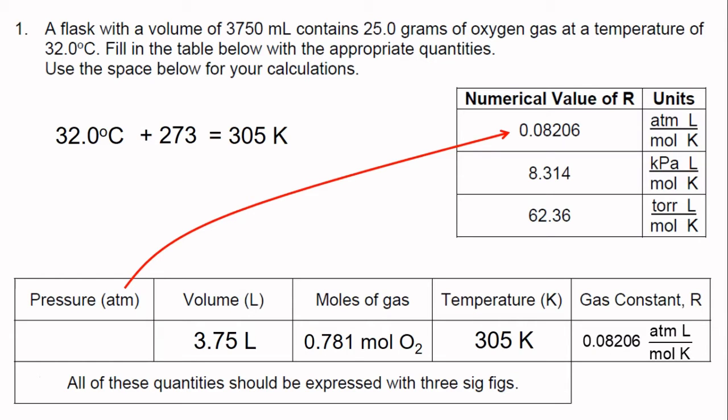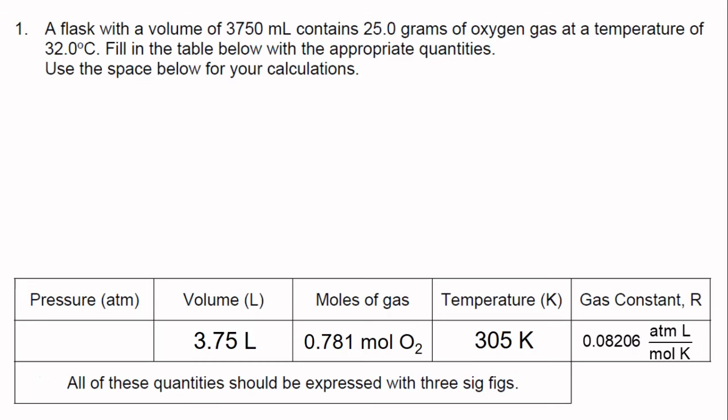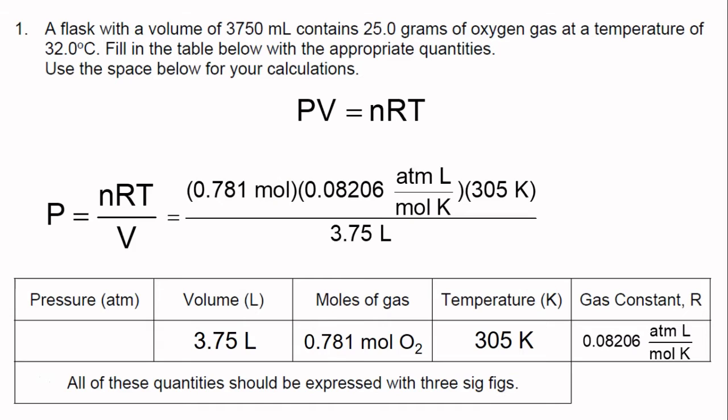We're solving for pressure, so in terms of the ideal gas law, PV equals nRT. P, pressure, equals nRT divided by V. Now all we have to do is just plug in the values that we've already got in the table. And when we do this math, the pressure is equal to 5.21 atmospheres. Again, rounding off our answers to 3 significant figures. All right, let's move on to the next problem.